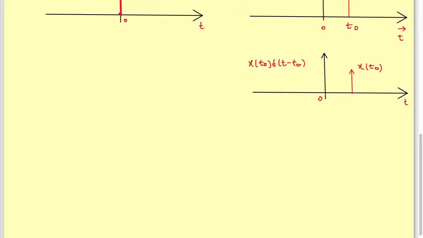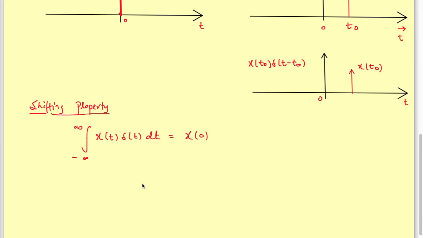Now moving toward our shifting property also, it is very simple. Shifting property. In this property, integral from minus infinity to infinity x of t into delta of t into dt is equal to x of 0. I can prove it also. So first we put it down into a rectangle box.